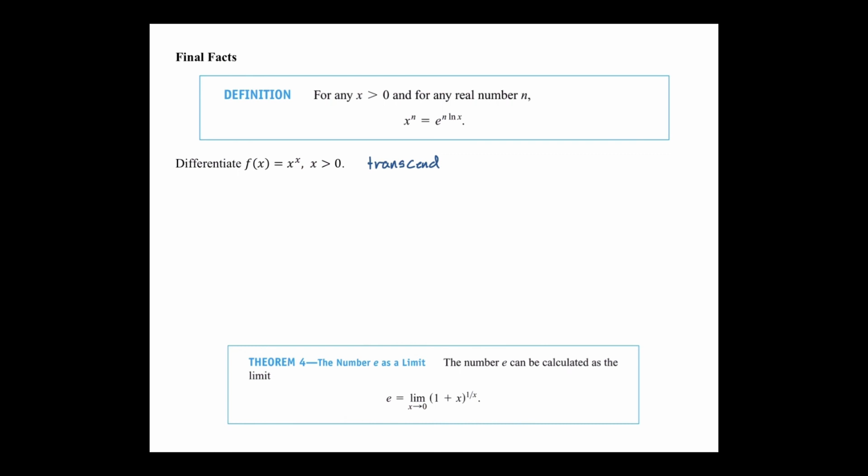Transcendental. There we go. Yeah, I'm just making sure I spelled that right. Wow, it transcended my spelling. I don't know. Okay. Transcendental function.